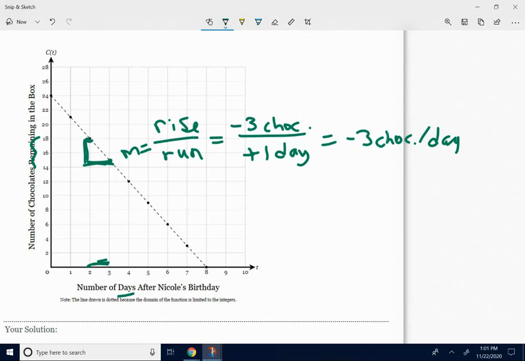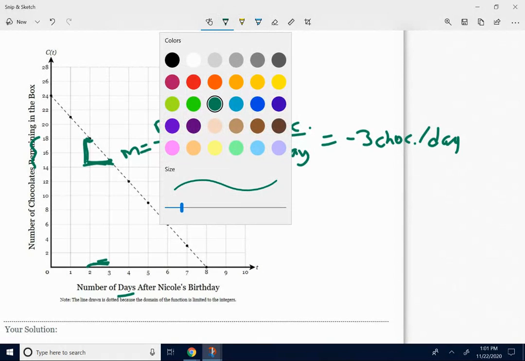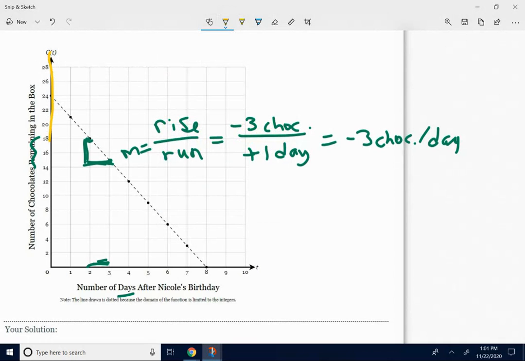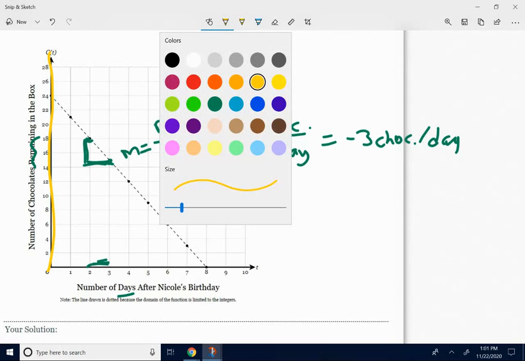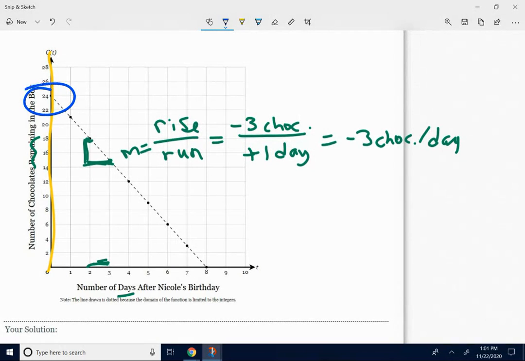The y-intercept of a graph is where the line crosses the y-axis. There's the y-axis. My y-intercept is that 24. So the y-intercept is 24. The slope is -3 chocolates a day. I just want you to start getting used to how to look at slope and y-intercept from the graph, from the data table, and from the sentence.